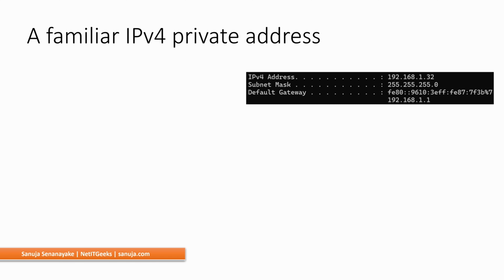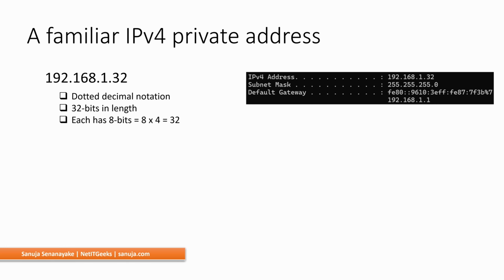Now, there are a few details that I haven't discussed previously, such as the subnet mask and default gateway. This IP address, 192.168.1.32, is what we call a dotted decimal notation IP address. It has 32 bits in length. How do we know it is 32 bits in length? Because each of these is called an octet. There are 4 octets, 1, 2, 3, 4, and each octet contains 8 bits.